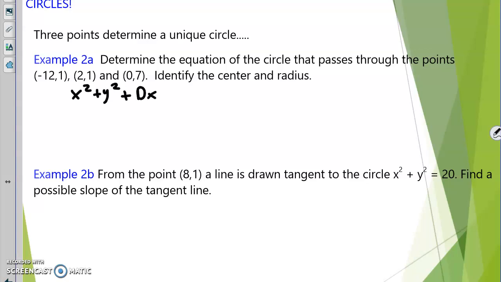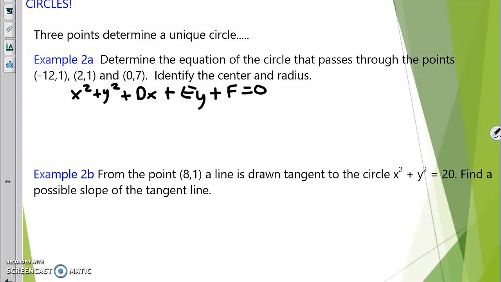We have x squared plus y squared plus DX plus EY plus F equals 0. So that's our general form. And remember in class, I don't know if we did it with a circle or what we did it with, but we completed the square to find the center if you knew the center. Well, in this case, we only know 3 points. So let's do plugging in here.